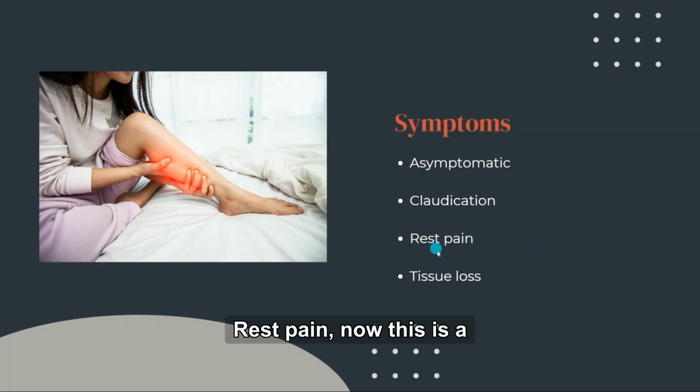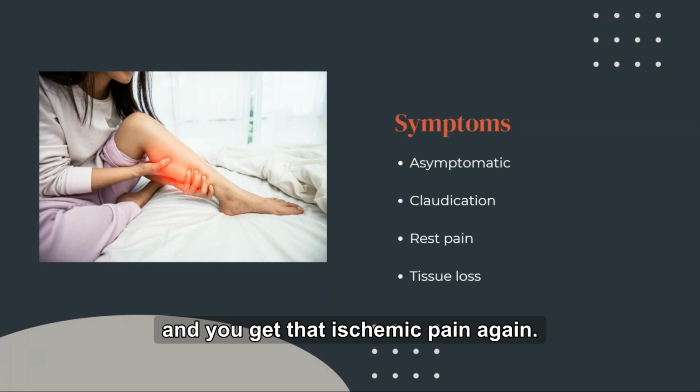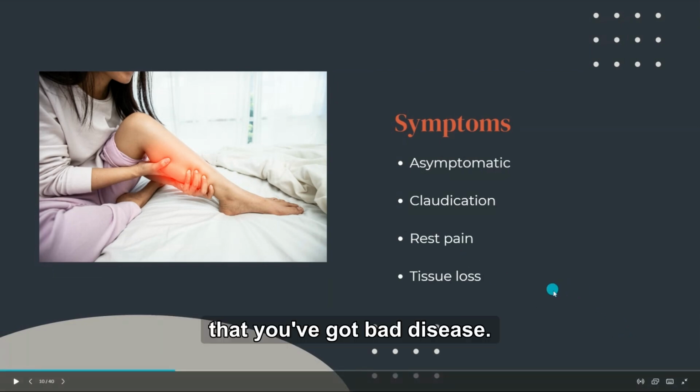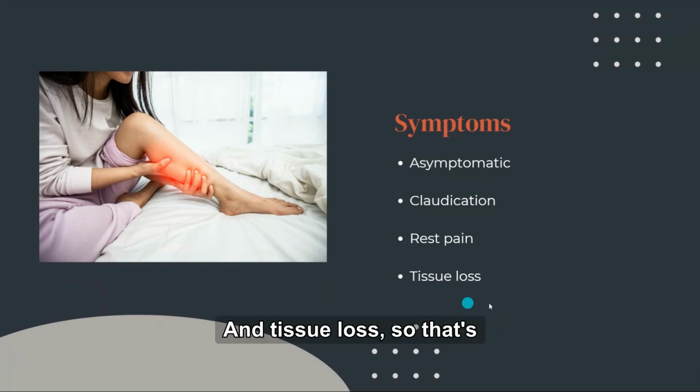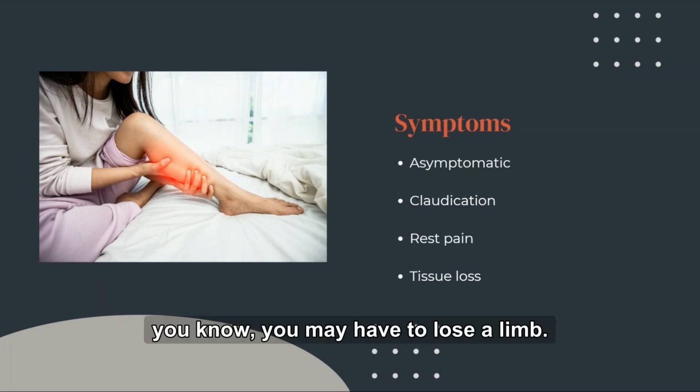Rest pain. Now, this is a really important thing. That is basically pain when you're in bed. And what's happening is when you're standing up, gravity helps blood get down to your lower limbs. But when you're lying down, you don't get that same help from gravity, and you get that ischemic pain again. So that's a real bad sign that you've got bad disease. And tissue loss. So that's the worst case scenario. You can have an ulcer, it can become gangrenous, you may have to lose a limb.